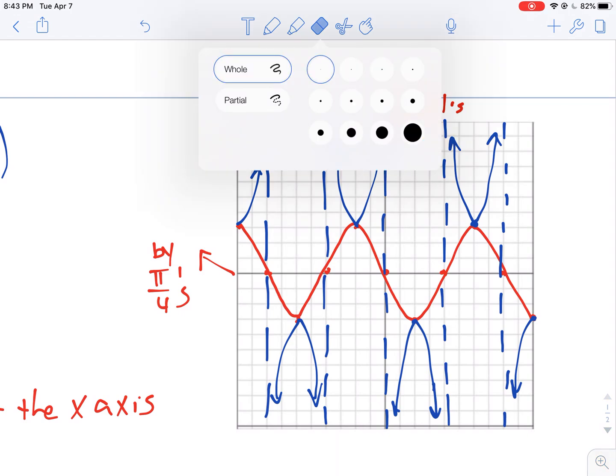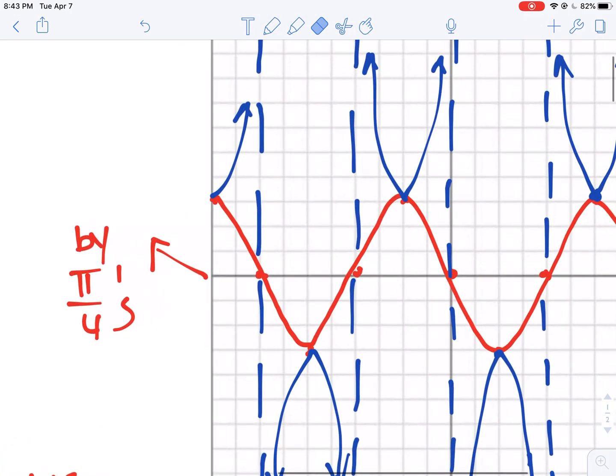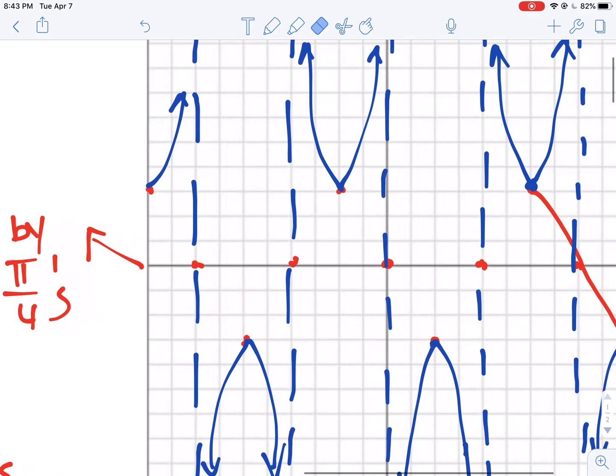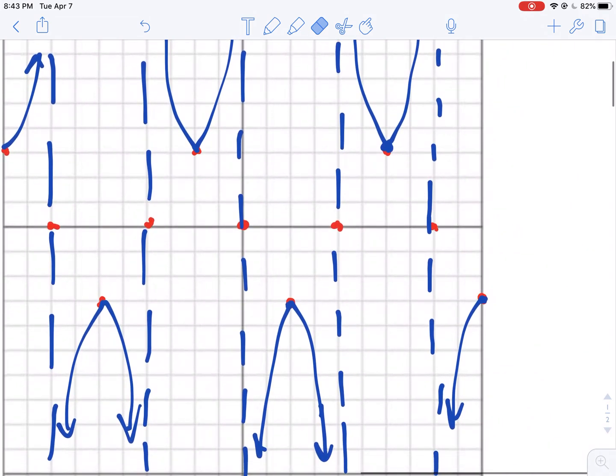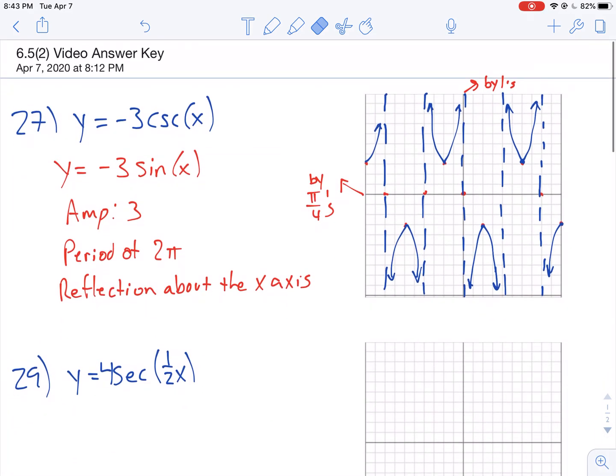I'm going to erase the sine section of this graph because I'm really only concerned with the points of where my minimums or maximums of these parabolas are. And there you have it. That is -3 times the cosecant of x. Much easier to think about that as -3 times the sine of x, and then to just do some quick adjustments based on that.